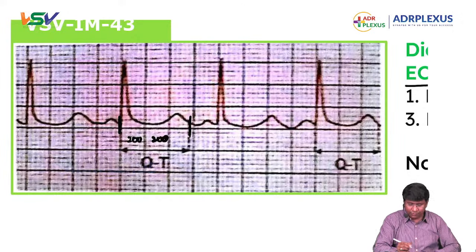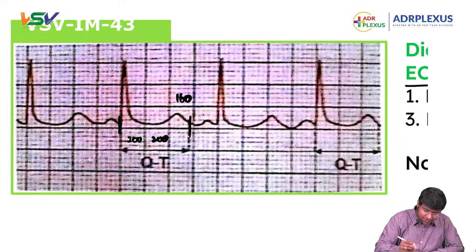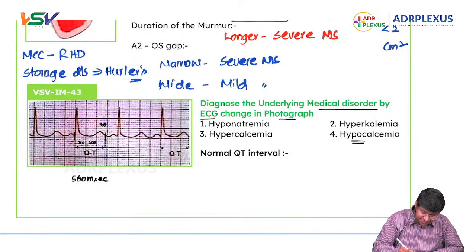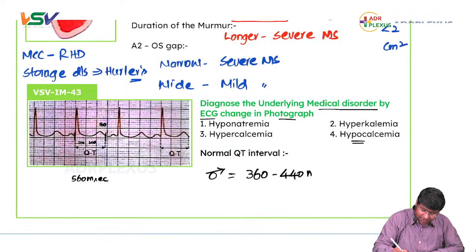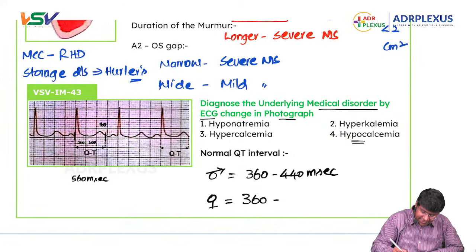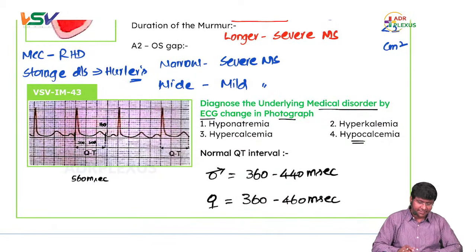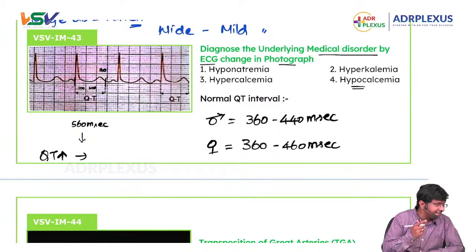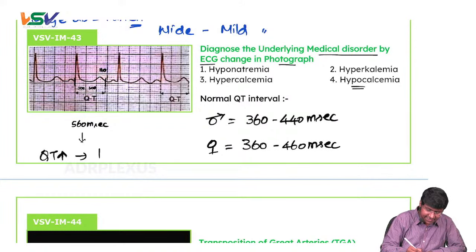How much is the normal QT interval that we have discussed? In males, the QT interval will be 360 to 440 milliseconds, whereas in females it is slightly longer, 360 to 460 milliseconds. And here the QT interval is prolonged, right? Now, in which electrolyte abnormalities will the QT interval be increased? QT interval is increased in patients with hypomagnesemia. QT interval is prolonged in patients with hypocalcemia. QT interval is prolonged in cases of hypokalemia. So these are the conditions where your QT interval is prolonged.